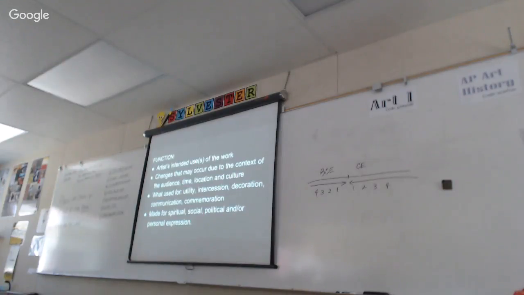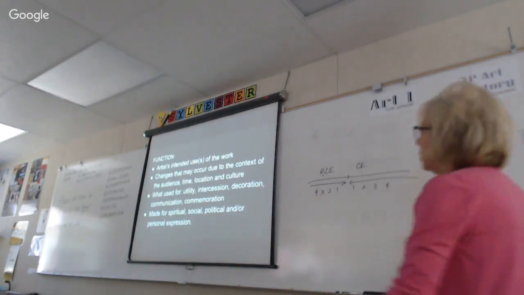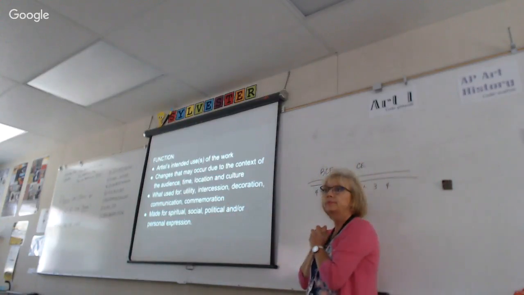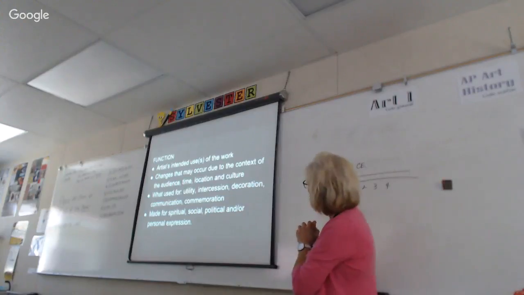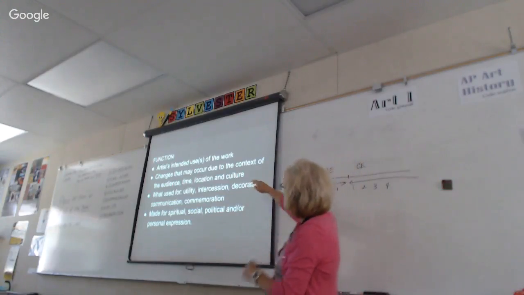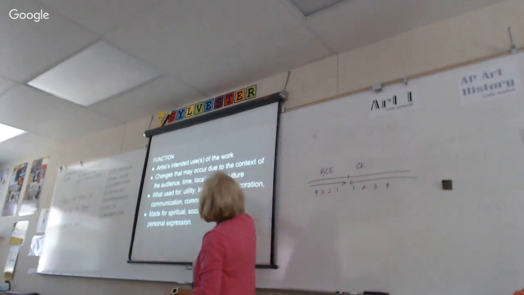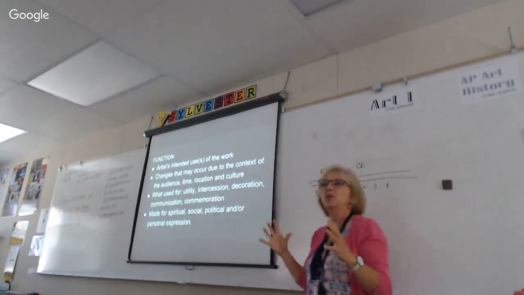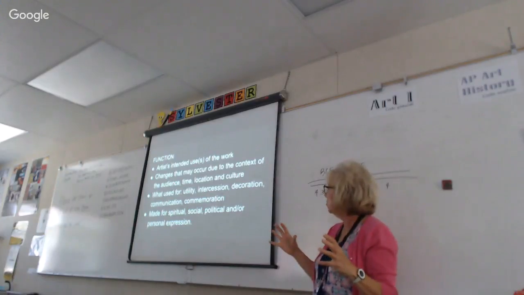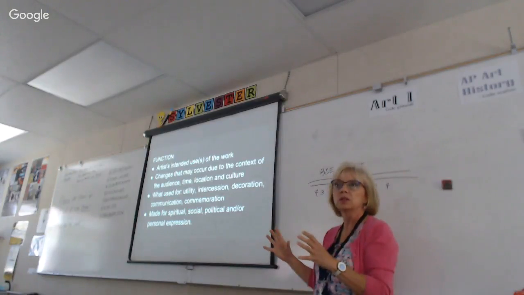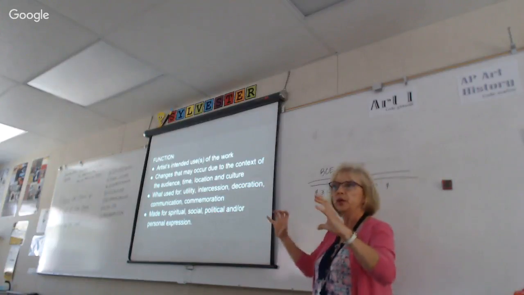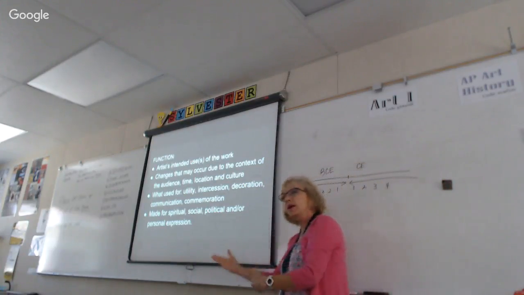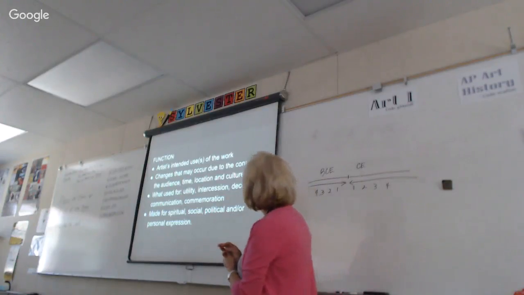Okay, so function becomes the artist's intended use of the work. What is the intended use of this? Yeah, it's a home. And so there are changes that might occur due to the context of the audience, time, location, and culture. Somebody already mentioned it. It's very typical of the modern architectural movement, where you're using very boxy linear lines, using big windows. And then when you get into the postmodern, architecture changes again.